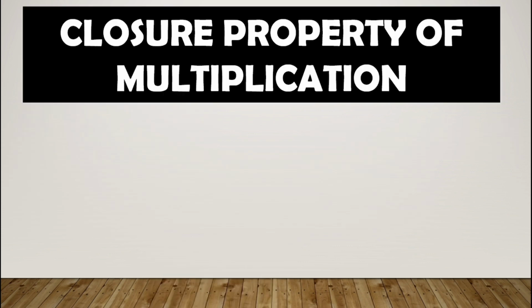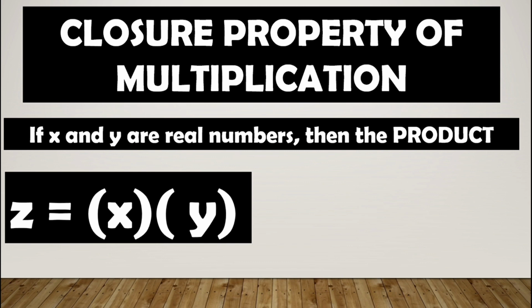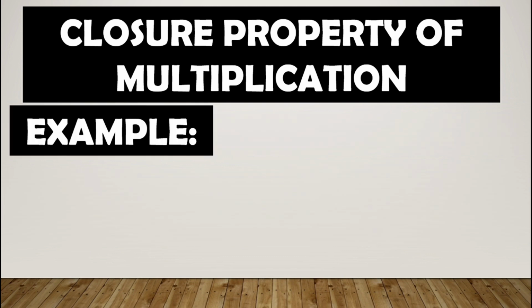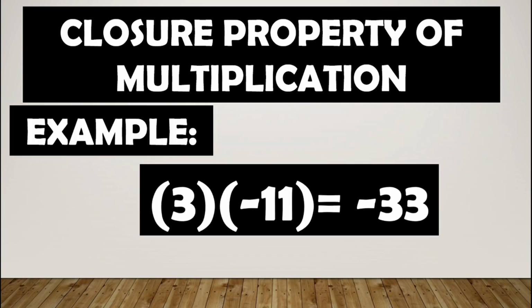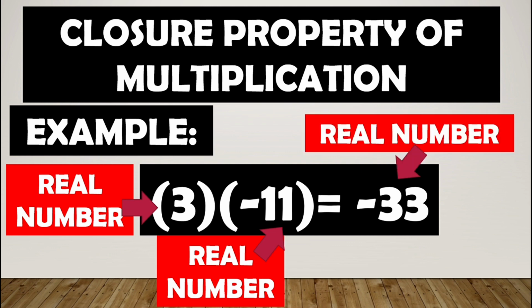Second property, closure property of multiplication. If x and y are real numbers, then the product z equal to x times y is also a real number. Example, 3 times negative 11 is equal to negative 33. Here, 3 is a real number, negative 11 is a real number, therefore, the product of these two real numbers is also a real number, and that is negative 33.